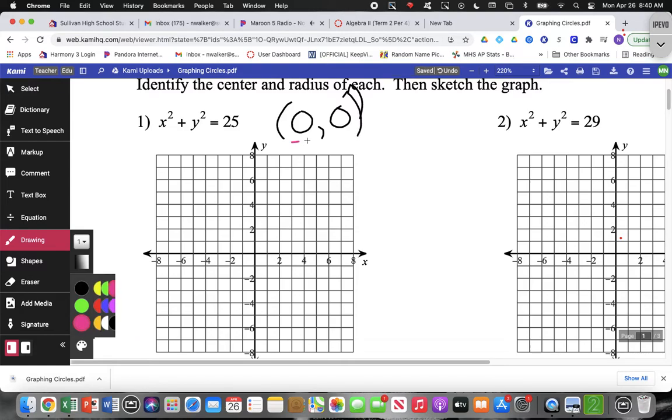So I am going to graph this right here. 0, 0 is the origin. Now the next thing we see on our equation is this 25. Do you think the radius is 25? No. Our equation told us that that number is equal to r squared. So if I take the square root of that, if r squared is equal to 25, what's r? 5. r is 5. We take the square root.